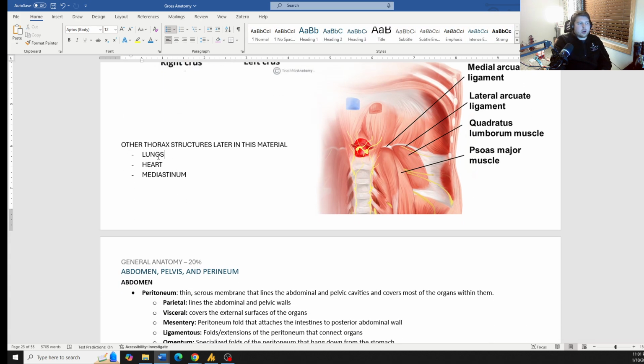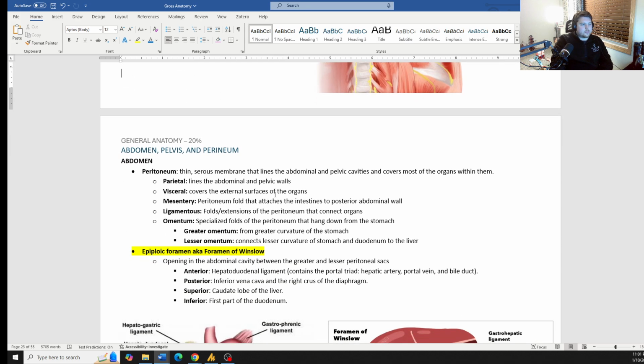Later on, we'll talk about the lungs, the heart, and the mediastinum, which are all part of the thorax, but there's a dedicated section for that specific material. Okay, and in the next chunk, we will dive into the abdomen, pelvis, and the perineum, which will be split up into a couple of different videos.